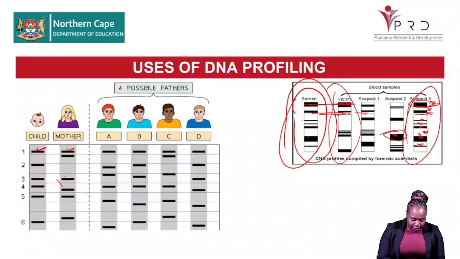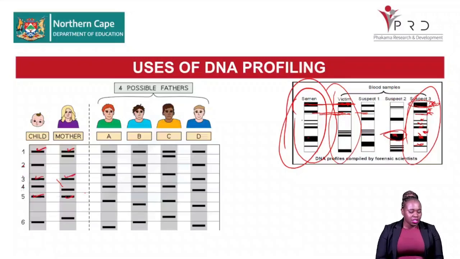The third bar matches the mother. I've ticked it. It means that when we match with the fathers, we do not look at it. Fourth bar doesn't match the mother. Bar number 5 matches the mother. It means we are not going to look at it. Bar number 6 does not match the mother.